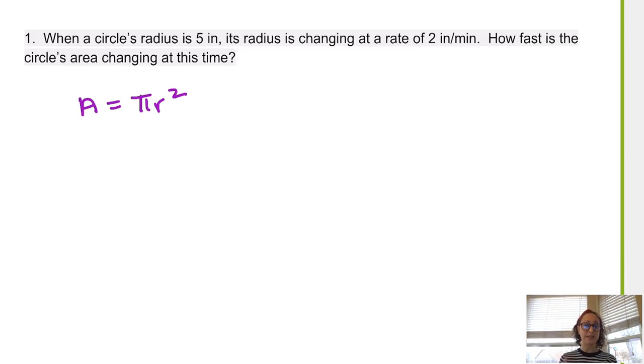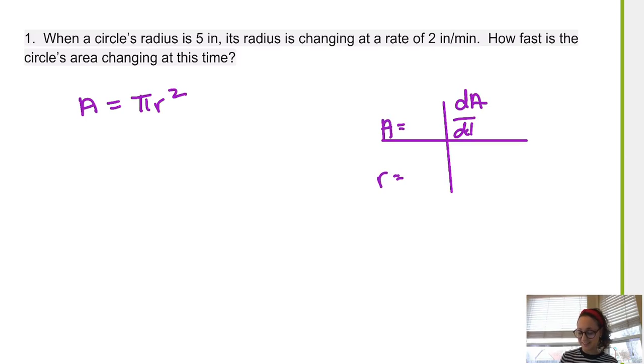Now, step 2 is to plug in any constant values. So I've got A and I've got r. Is A constant or is A changing? A is changing, right? What about r? r is also changing, right? So no constants. Now I move on to step 3, which is to make a chart for the remaining variables. That would be A and r. So now we're back to what we did with our basic related rates. I'm going to put A and r as well as dA/dt and dr/dt.